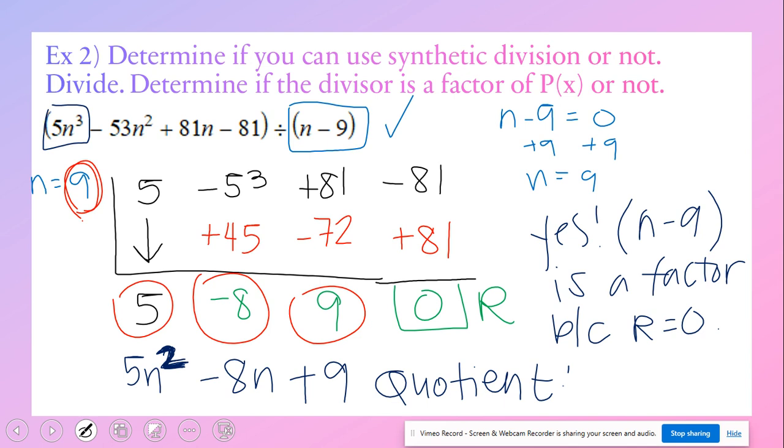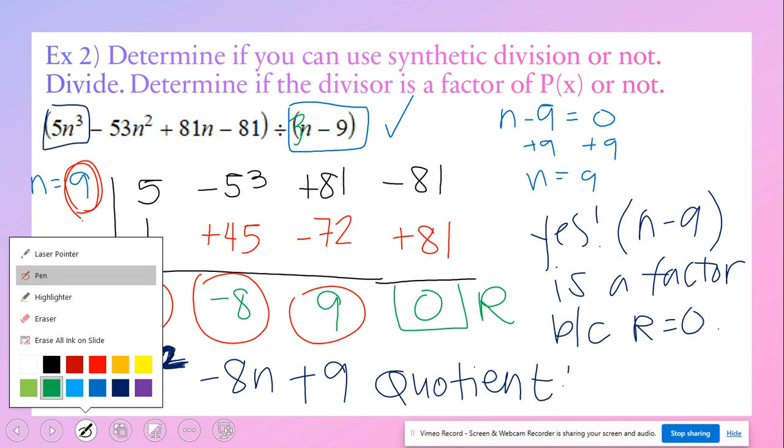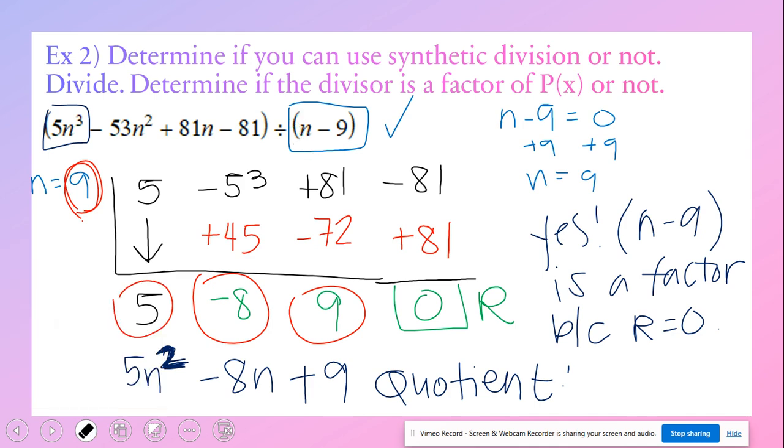Pretty cool, right? So as long as you're careful with the numbers, I think a lot of you are really going to like synthetic division. It's pretty cool, but again, remember, you can only use it if it is of this form. If my factor instead said divided by 3n minus 9, you would not be able to use that. So you got to be extra careful that it's of this form to be able to use synthetic.